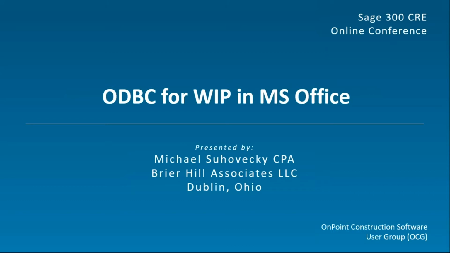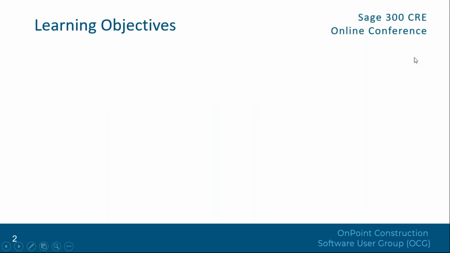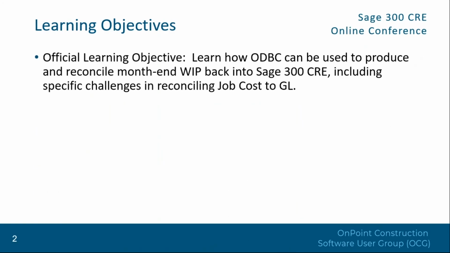So one of the things they ask us officially at the beginning of each of these classes is our learning objective. Hold on a quick second while I figure out how this works. Our learning objective is to learn how ODBC can be used to produce and reconcile month-end WIP back into Sage 300, including specific challenges in reconciling job costs to GL.